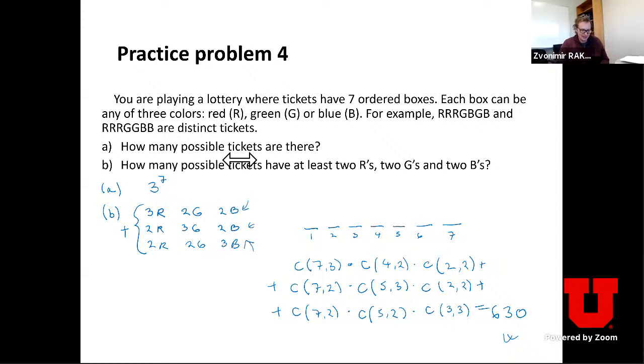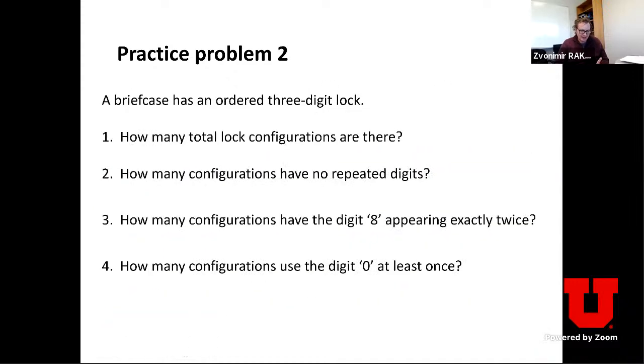Okay. So let's move on and try to do one more problem, and I have a particular one I want to try. So a briefcase has an ordered 3-digit lock. And then we want to calculate 4 different things. How many total configurations are there? How many configurations are there if there are no repeated digits? You can use any of the 10 digits, from 0 to 9. How many configurations have 8 appear exactly twice? And how many configurations use the digit 0 at least once?